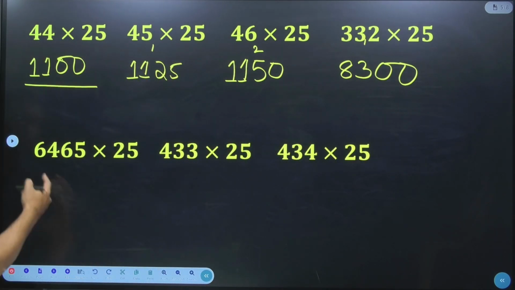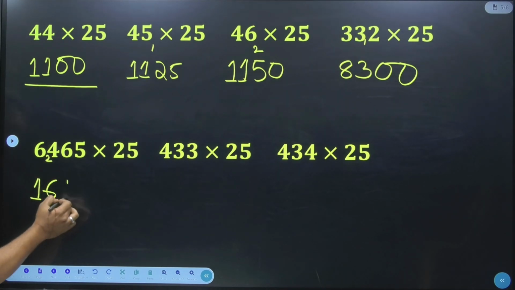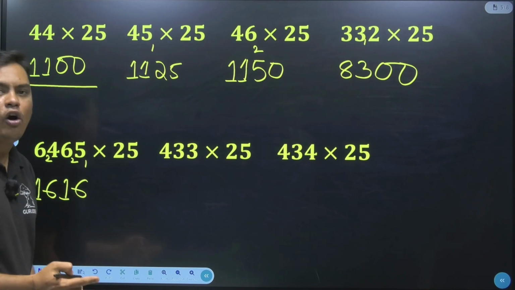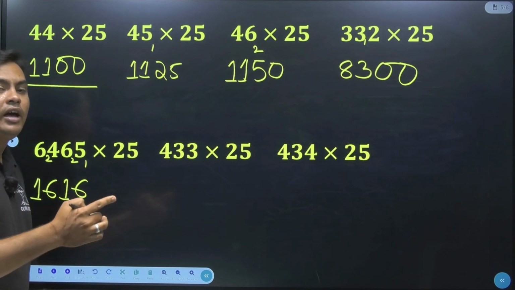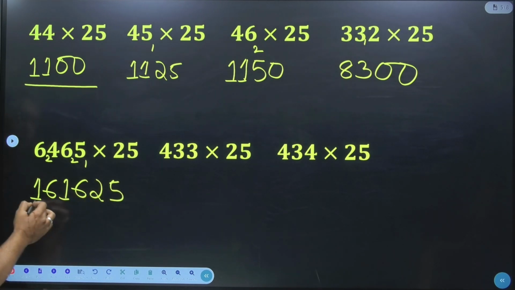Okay. Now coming to this one. If I divide it by 4, 4 ones are 4, 2 is remaining. 4 6s are 24. 4 ones are 4, 2 is remaining. 4 6s are 24. 1 is remaining, so I will be adding how much, 0 0 or 25? 1 remaining, I will be adding 25. My answer will be 161625.